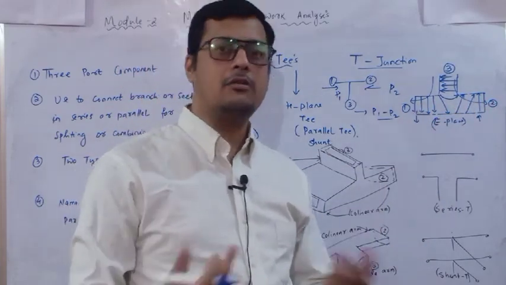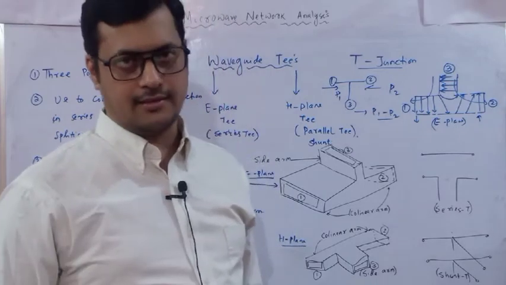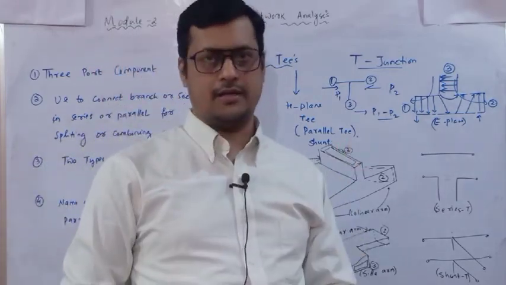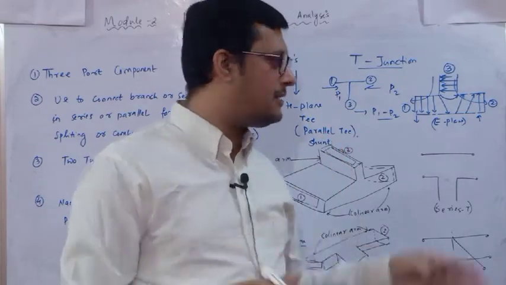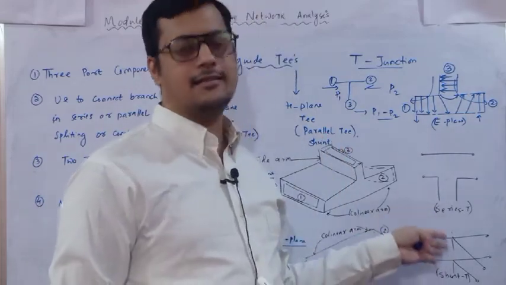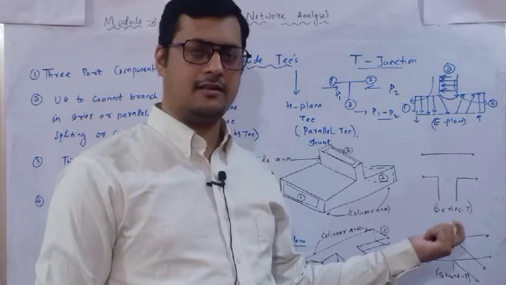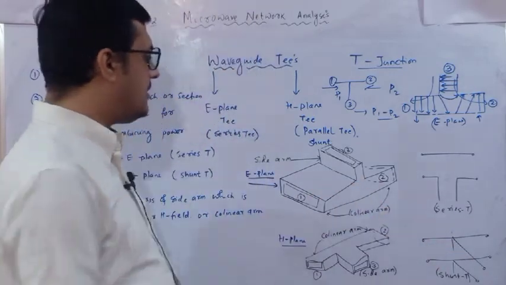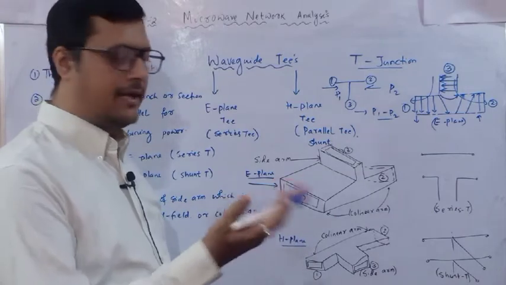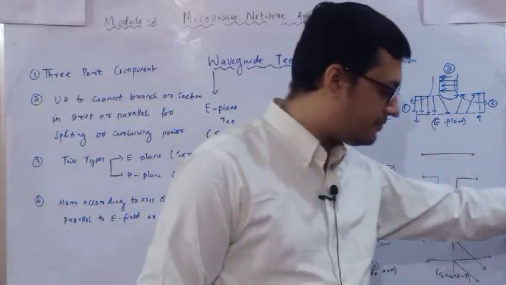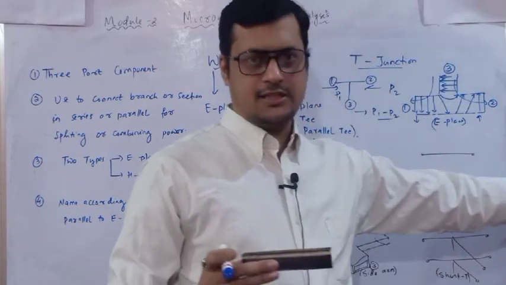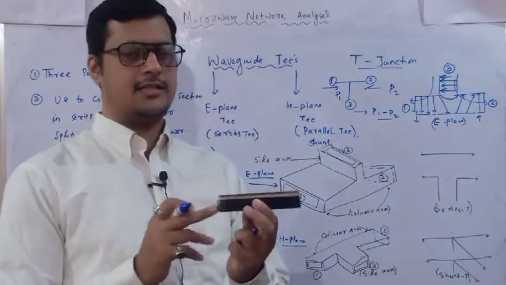Now if it is out of phase, that means subtraction is there. If it is in same phase, then we have to add these two components. So when it is in same phase, we have to add, it is in the shunt, series shunt T junction. Okay. Now this is the representation of an E plane. The base is there, suppose this is the base. Okay. This is the waveguide.